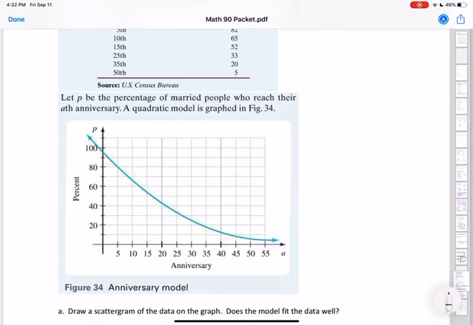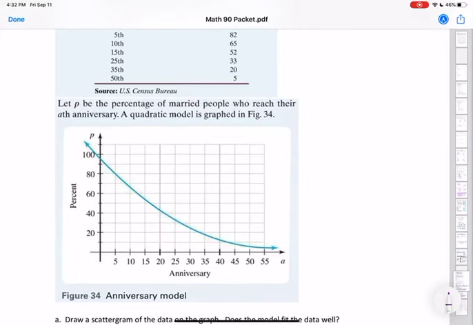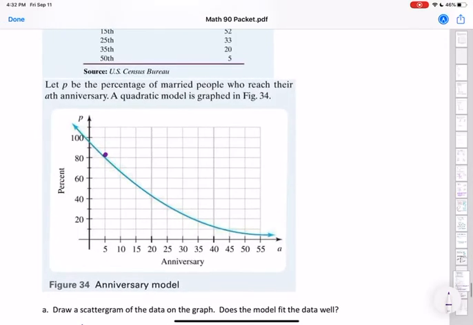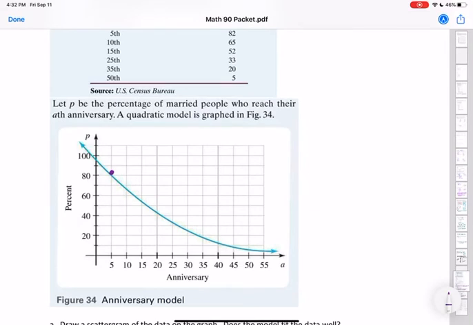So just right on top of the scattergram, plot those points. So for example, I'm going to go to 5, and I'm going to guess what I think looks like about 82. I'm going to say somewhere around here. Okay, so go ahead and plot the rest of those points, and then come back when you're done with that.